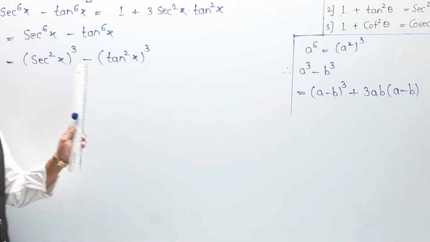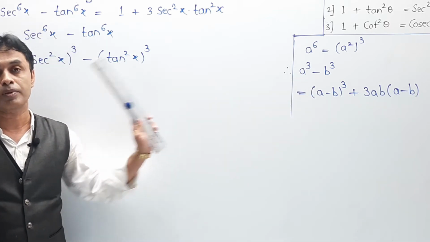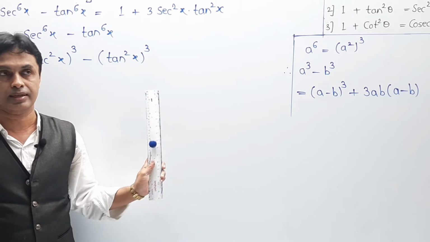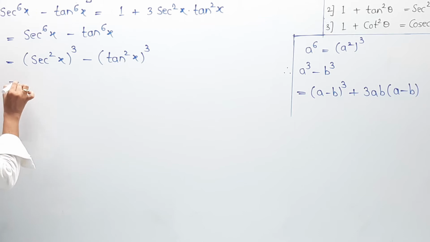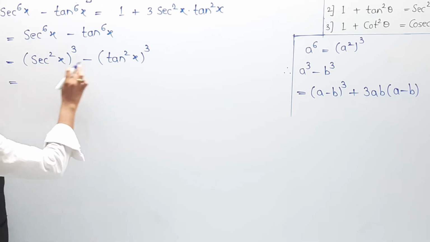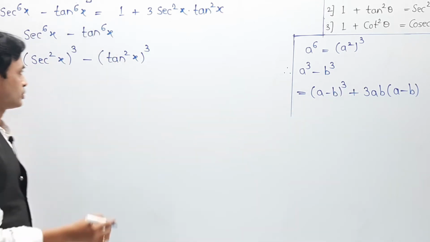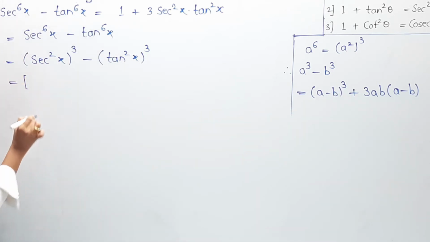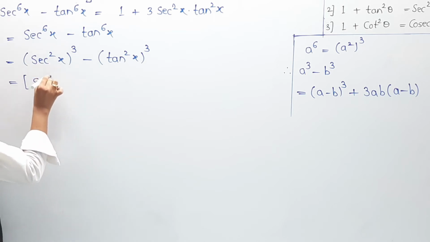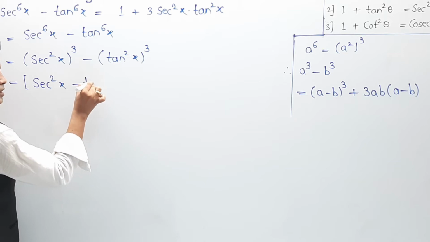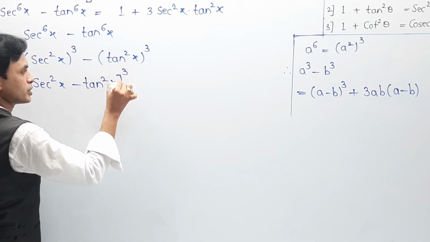Now how to implement that? First, always write this formula and then, observing my formula, write the steps as they are. So the factorization of this group becomes sec square x minus tan square x bracket cube. Remember, this is the most critical step: sec square x minus tan square x bracket cube will be your first step.